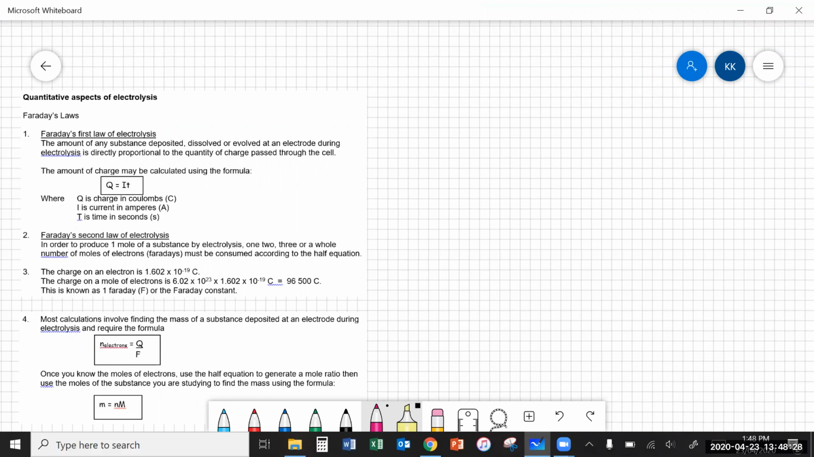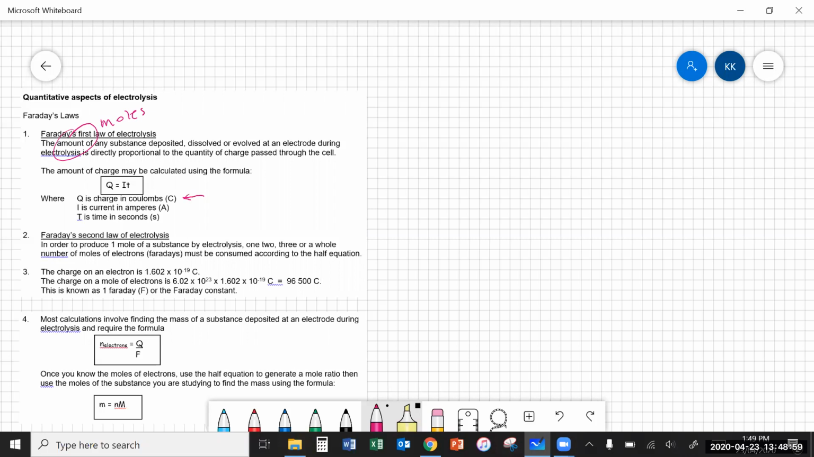The first one is Faraday's first law of electrolysis, which says that the amount of any substance that's deposited, dissolved or evolved at an electrode during electrolysis is directly proportional to the quantity of charge passing through the cell. By amount here, we actually mean moles. Amount always means moles. And charge is measured in coulombs.